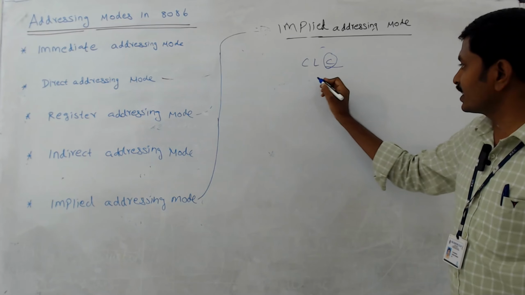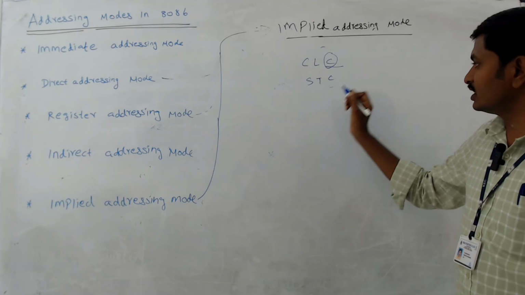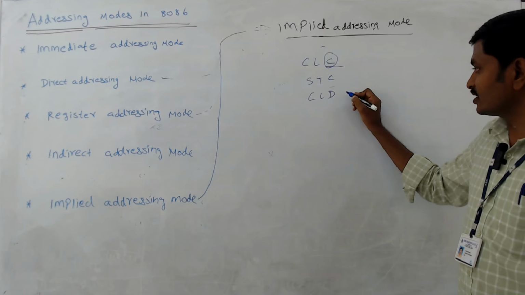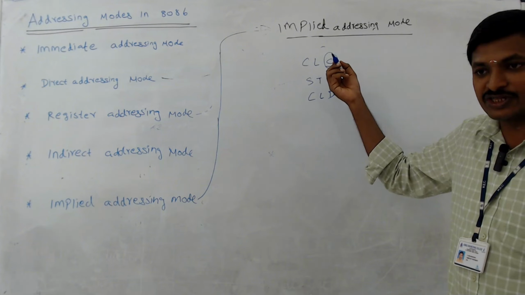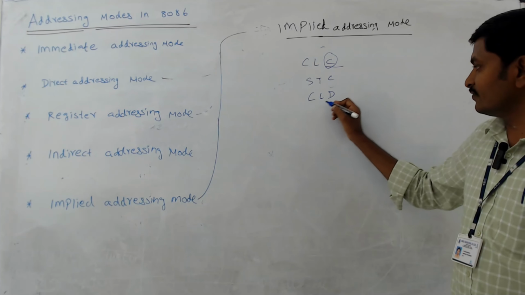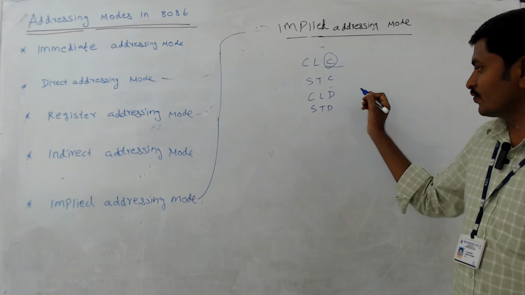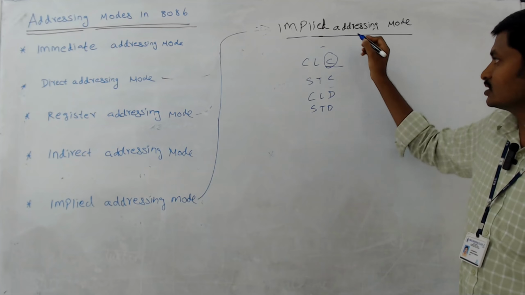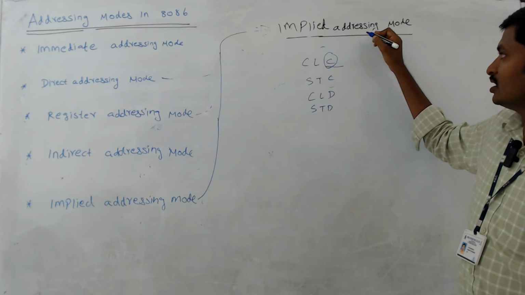CLC means clear carry, STC means set carry, and CLD means clear direction flag. That means if you want auto increment, we need to clear the direction flag. STD, set direction flag: if you want auto decrement, we will use set direction flag. This is called the implied addressing mode.